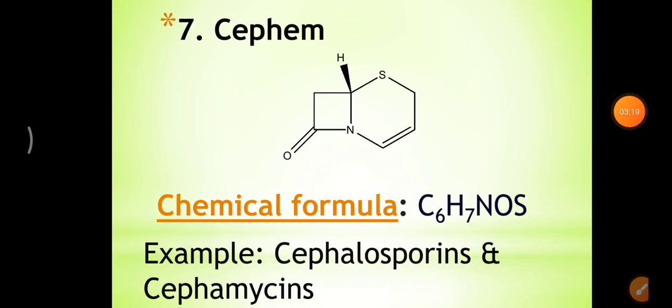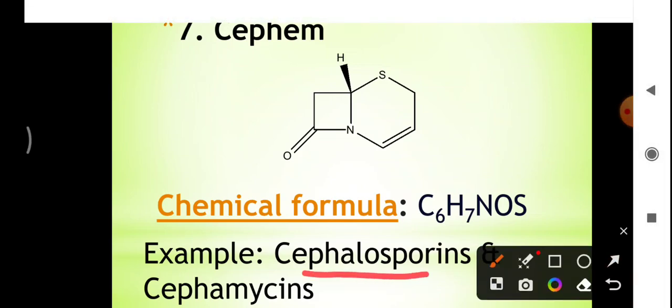Coming to the cephems. Cephems are a subgroup of beta-lactam antibiotics including cephalosporins and cephamycins. They have a beta-lactam ring fused with a dihydrothiazine ring.